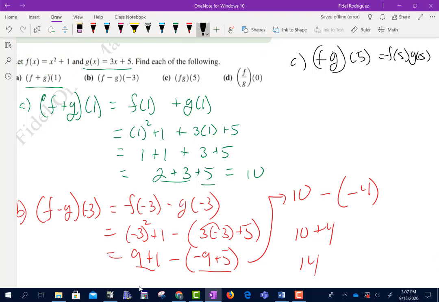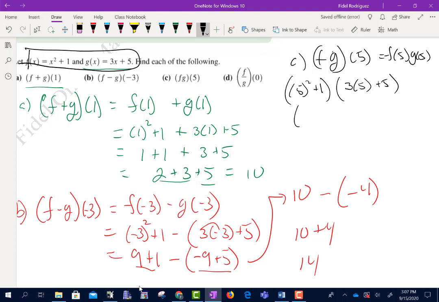So I'm going to come back to these two functions. Everywhere I have an x, I'm going to put a 5. So I'm going to put 5 squared plus 1 in parentheses times, because we're multiplying, 3 times 5 plus 5. Okay. So let's see, 5 squared is 25, plus 1 more is 26. 3 times 5 is 15. 15 plus 5 is 20.